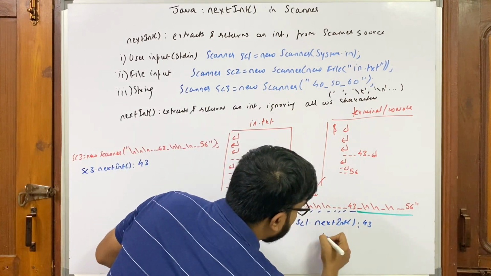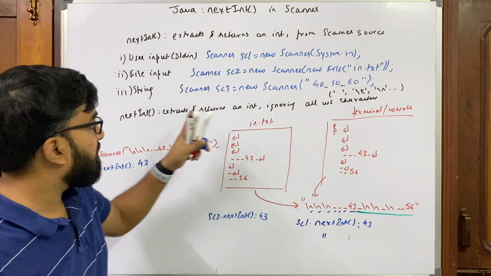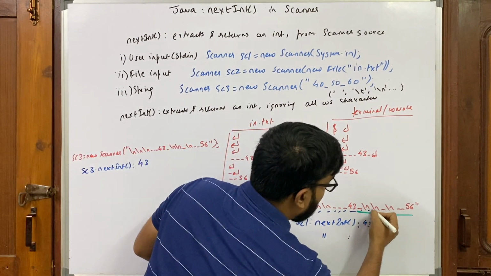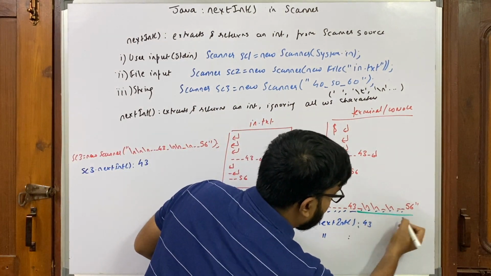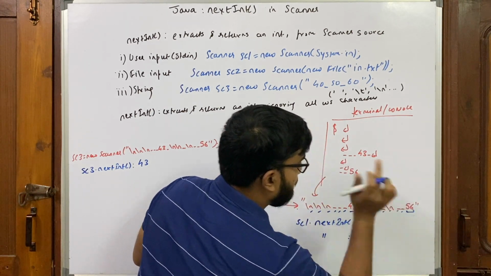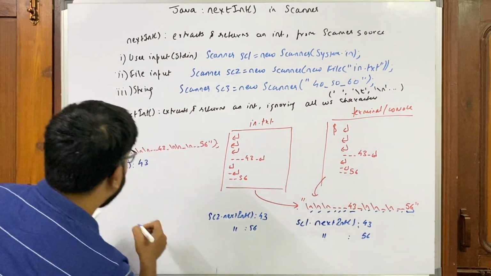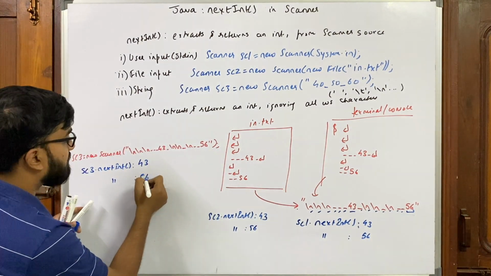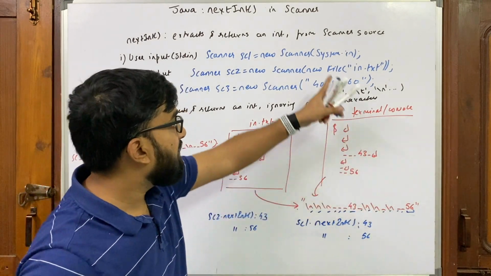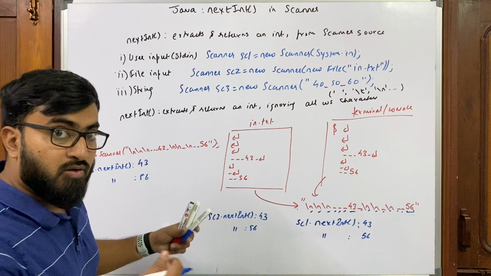If I call sc1.nextInt again, it follows the same rules: ignore white spaces till it finds an integer. So ignored, ignored, ignored, and it returns 56, and this input is used. Similarly, the next call here will also return 56, and the next call here will also return 56, because they have the exact same string as source to these three scanner objects. What if I call nextInt again?